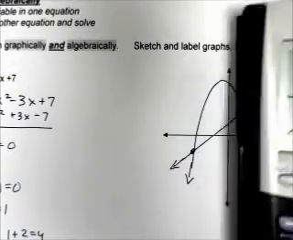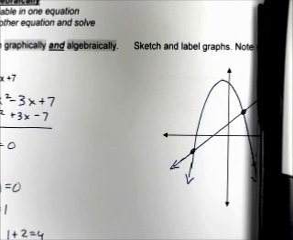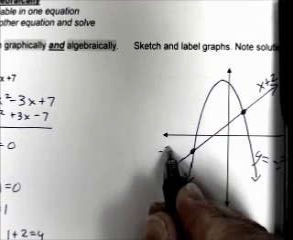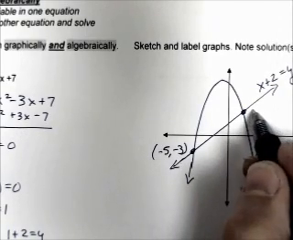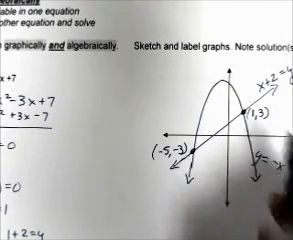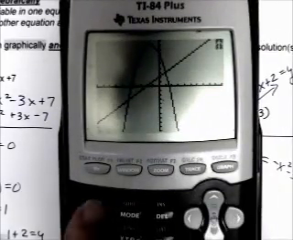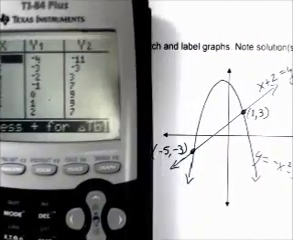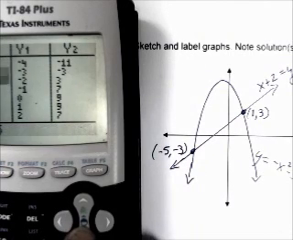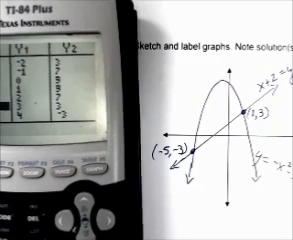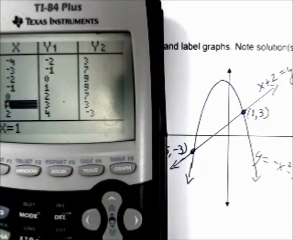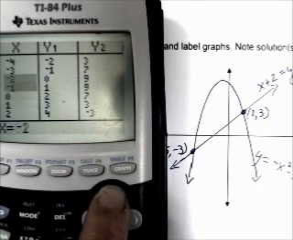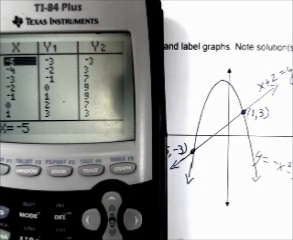Now, if we hadn't found them algebraically already, then we could look at the table on our calculator. Actually, I'll do that. If I look at the table, here you go. There we go, 1, 3. See how both y values are the same? So that's one solution. And then negative 5, negative 3.